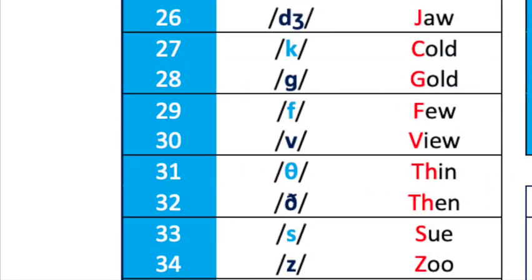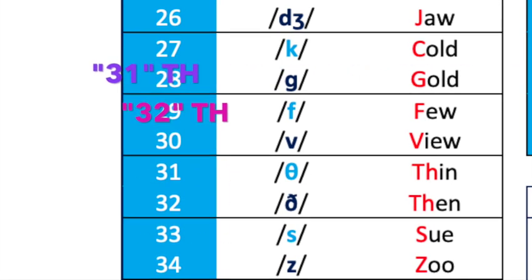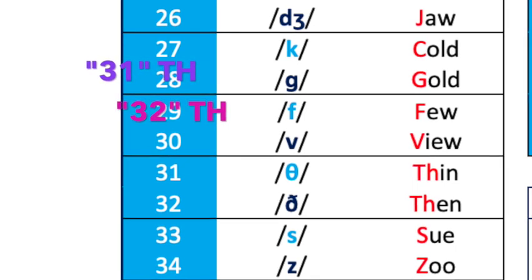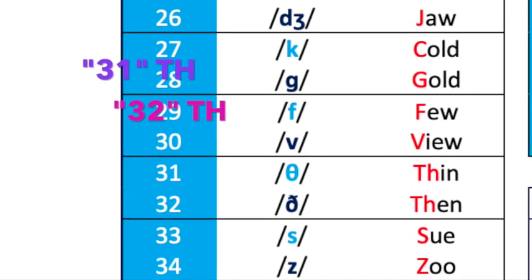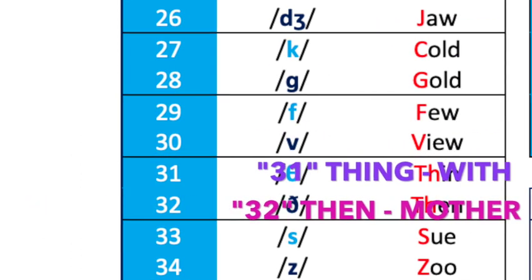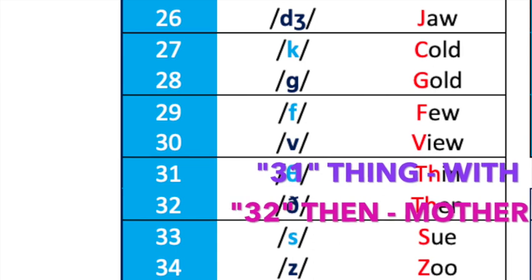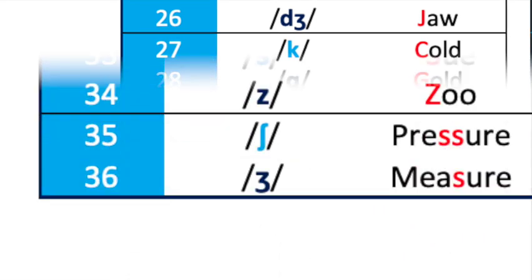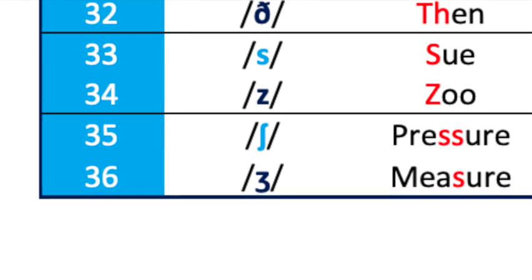In the phoneme pair 31 and 32, usually represented in the alphabet by the letters TH, note that number 31 lets air pass through the teeth for its sound, while 32 is pronounced closer to a very soft letter D. For example, for 31 you have thin, or with, and for 32, you have then, or mother. The phonemes 33 to 34 and 35 to 36 are very close in sound, except for a Z sound that distinguishes them.